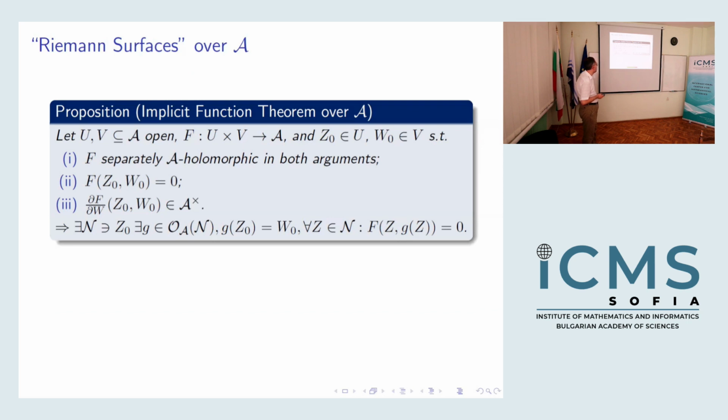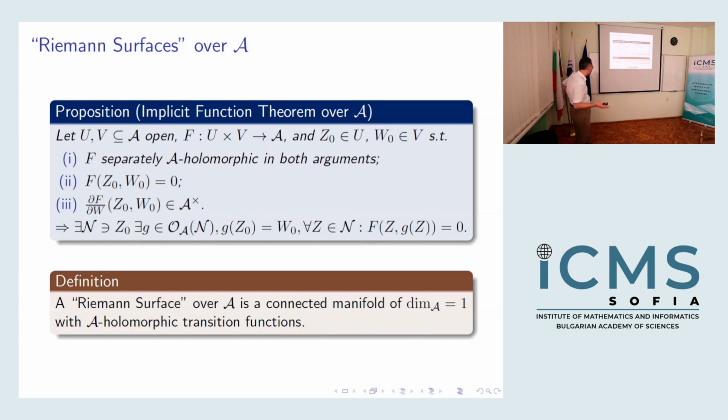Right, and so to finish a little bit, another step towards more global aspects. As expected, we've seen that the inverse function theorem also works for holomorphic functions, so it works in the category of holomorphicity, and we also get the implicit function theorem the same way. And so here is a definition: a Riemann surface over the algebra A is a connected manifold of A-dimension 1 with holomorphic, or A-holomorphic, transition maps, transition functions. And so here again is an argument in favor of keeping the unit in the algebra.